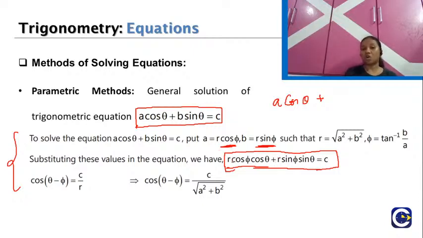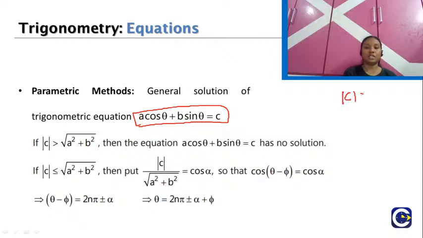Right, so when we take R common and bring it here, it will become C by R. In the LHS, if our mod C is greater than root over A square plus B square, then this equation has no solution. So here are the conditions. If it is greater than this root of A square plus B square, then this trigonometric equation doesn't have any solution. So if in case it is less than or equal to, then what can we do?